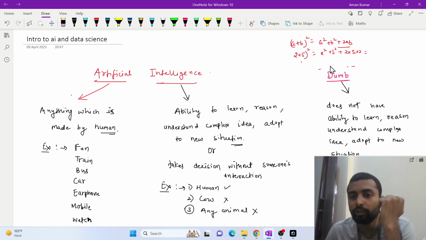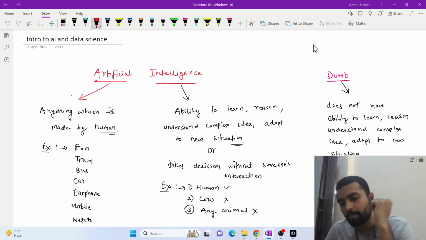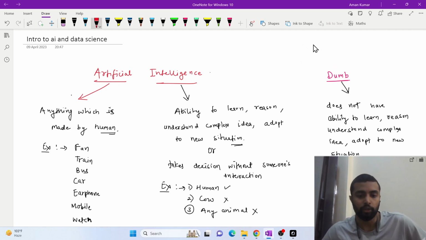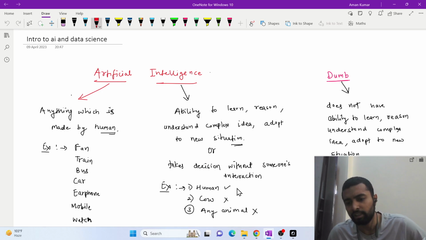I hope you understood the meaning of intelligent, and a little bit of dumb. What is the meaning of dumb? Just like humans, for example, who has the intelligence power? Humans. Human has intelligence, but a cow doesn't have intelligence. Any animal doesn't have any intelligence. Of course, you can say that a cow has limited intelligence, but it doesn't have as much intelligence as a human has.